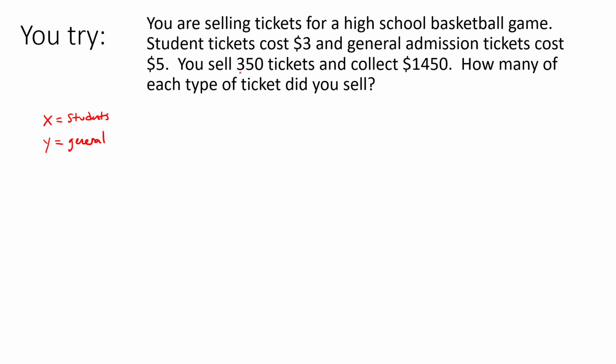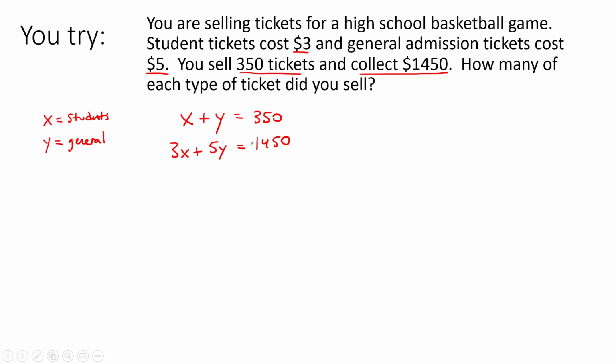All right, so now we need to make our equation. You sell 350 tickets. This is like last time when we wanted 10 plates of cookies. We don't care about the cost, we just care about how many we have sold. All the student tickets plus all the general admission tickets needs to add up to 350. We also collect this amount of money. Now, what you want to do is put all the dollars together, so $3, $5, and $1450. So 3 times x plus 5 times y equals $1450. And now we have our two equations.